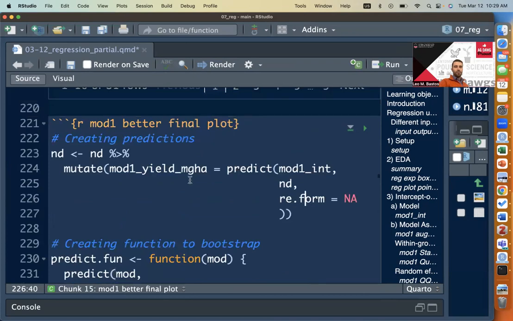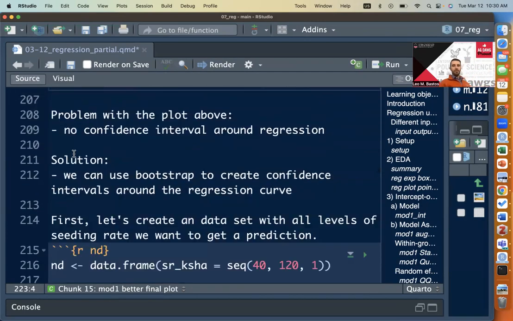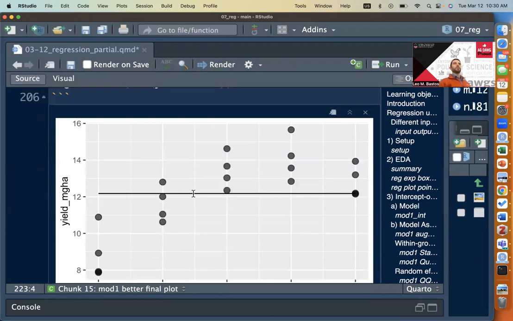All right, so right now ND has the yield estimate, which is already what we have here. So this line is the yield estimate. Up until this point, we have not done anything extra.